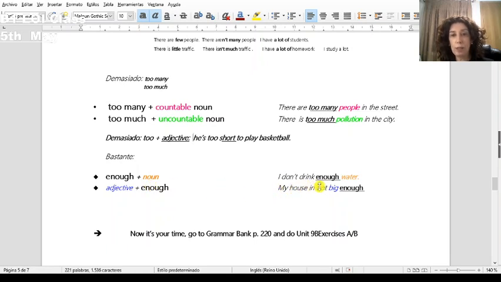I don't drink enough water. Water está en este color porque es sustantivo. No bebo bastante agua, cantidad. I don't drink enough water.